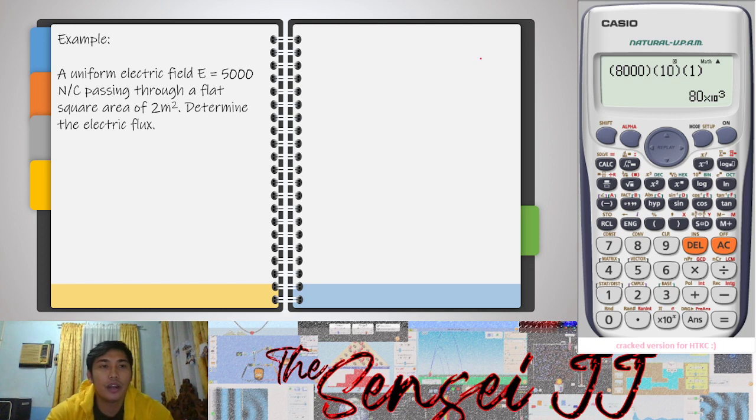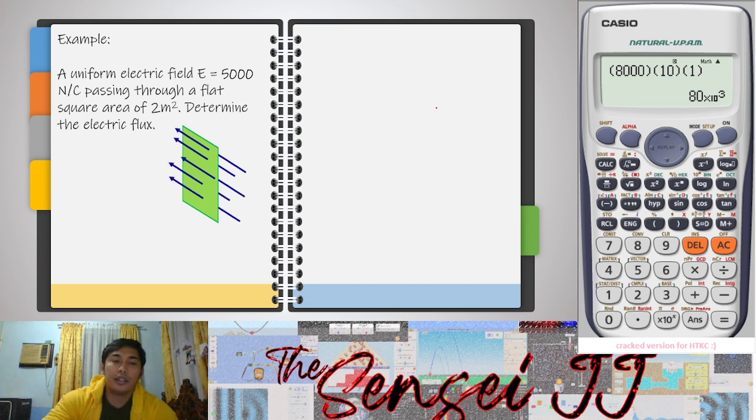So here, we have a uniform electric field, E, equivalent to 5,000 Newton per coulomb passing through a flat square area of 2 square meters. So we will be determining the electric flux. So this is getting tricky. So here is our flat plate, flat square, and these are the electrical field lines that pass through our flat plate.